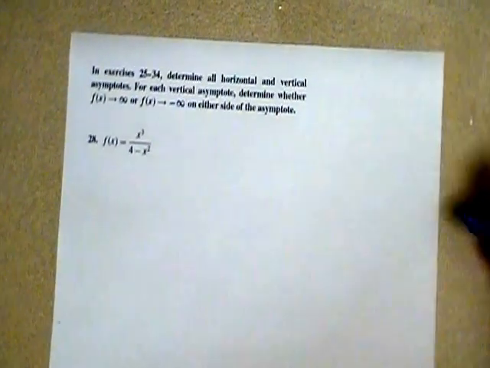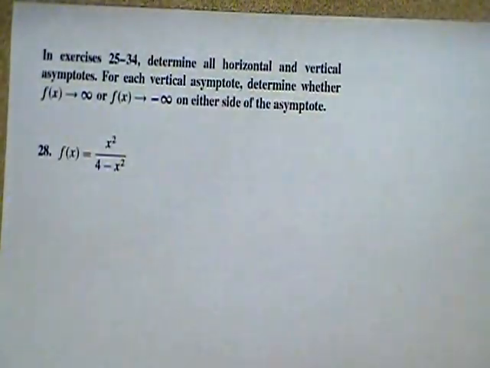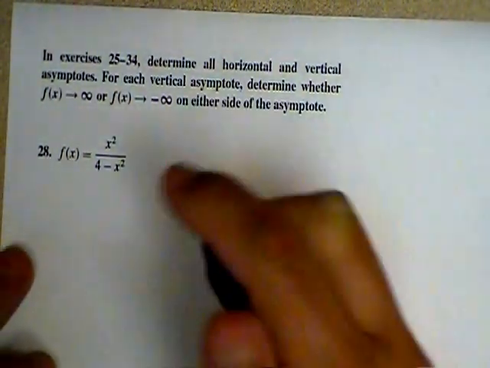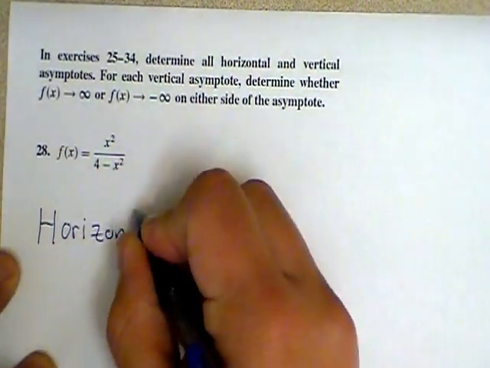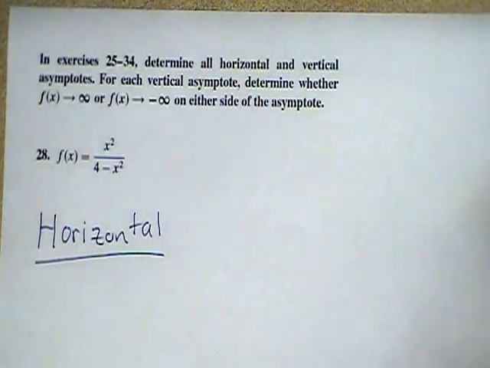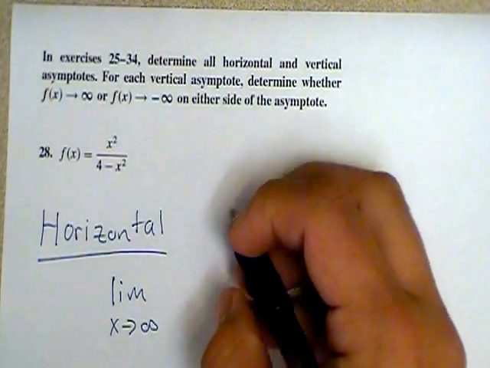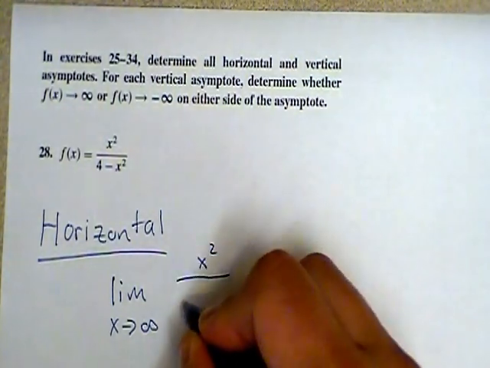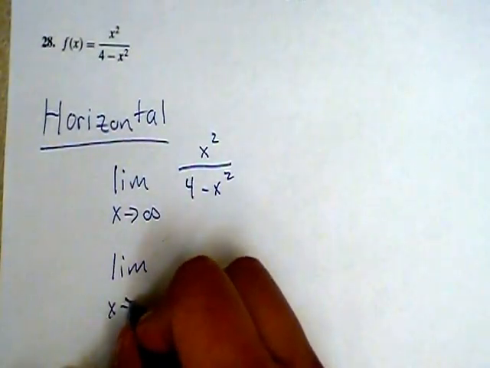With that said, we'll go and look at how number 28 is going to shake out. So let me get a little closer here. It doesn't really matter which ones you find first. I actually tend to find the horizontal asymptotes first, so I'm going to do my work to find horizontal asymptotes right off the bat here. I only do this first because all I have to do is check two limits. I have to check the limit as x approaches infinity on this function. The function is x squared over 4 minus x squared. And I also want to check the limit as x approaches negative infinity on the same function.